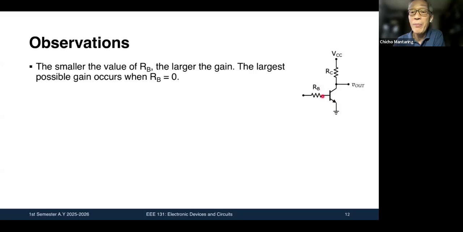As a matter of fact, when RB is equal to 0, we have no choice. We now have to use Shockley's model. And this is actually what we're going to be doing when we do small signal analysis. So anyway, just imagine, the smaller the value of RB, the larger the gain. Maximum gain will occur when RB is equal to 0.